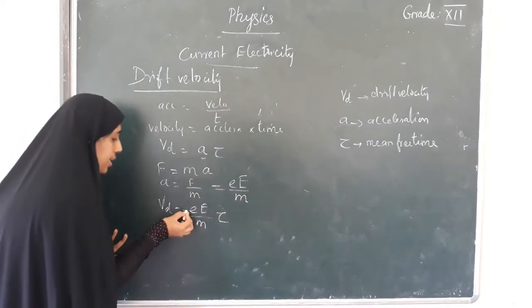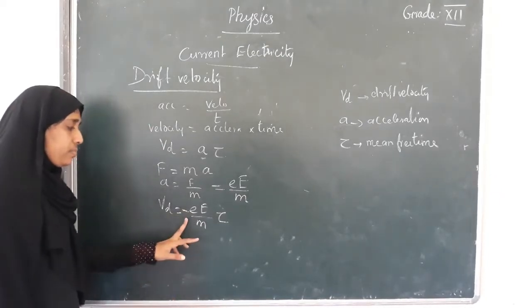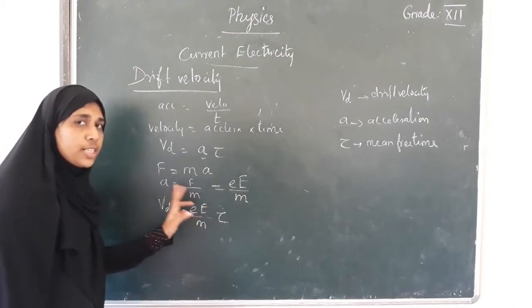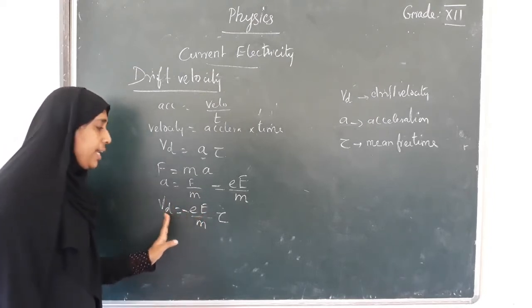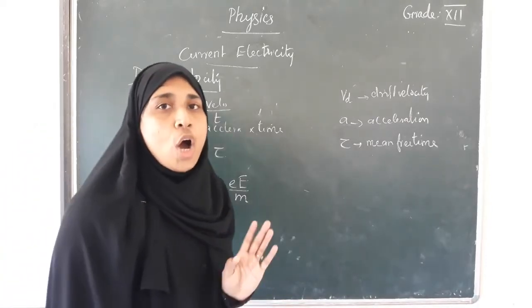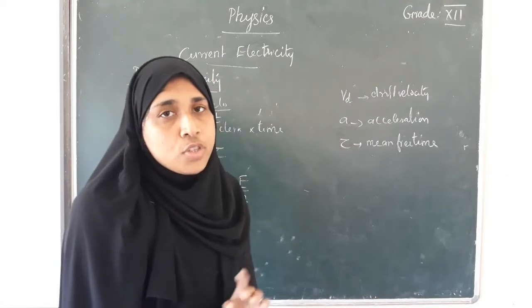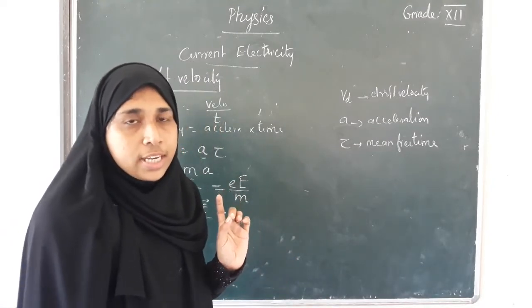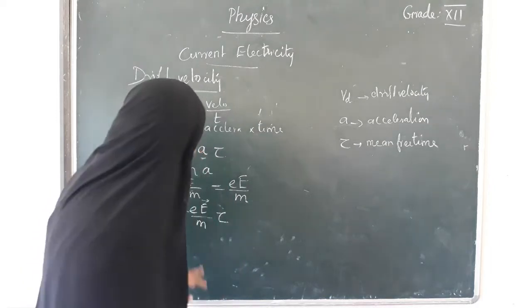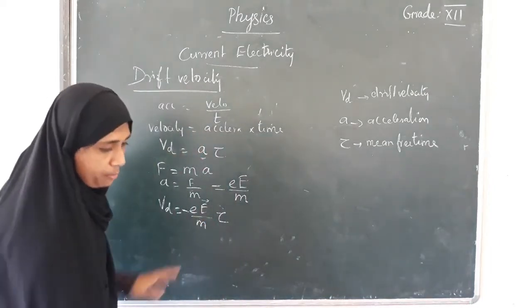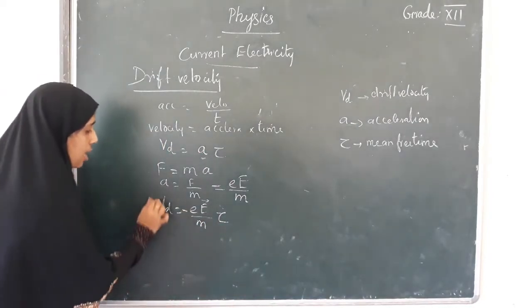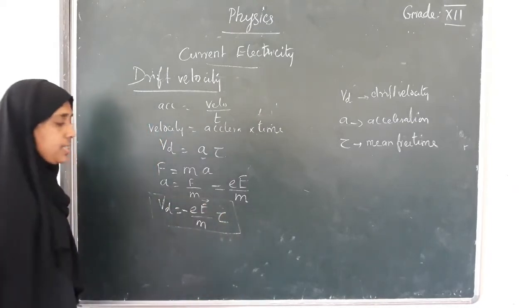Here we are putting the minus sign because the electrons are drifted towards the positive terminal. That means it is aligning opposite to the direction of the electric field. So we can substitute the negative sign. So Vd is equal to minus eE by m into tau. So this is about drift velocity.